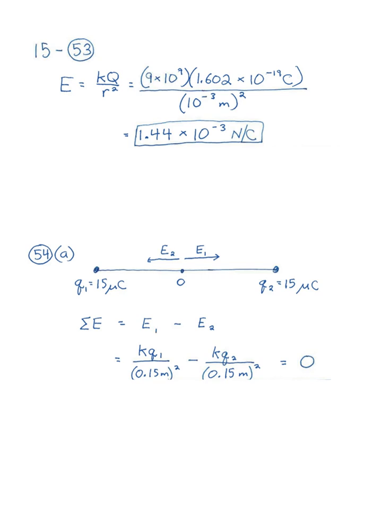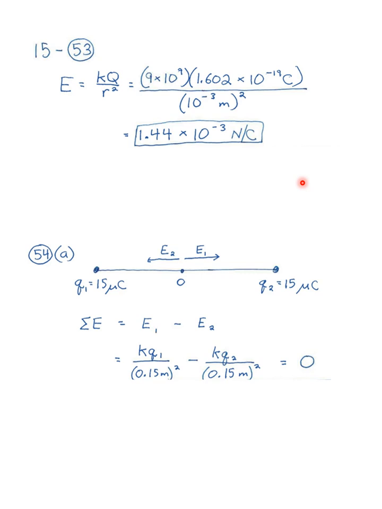Number 53, what is the electric field a distance 1 millimeters from an electron? So you need to be able to distinguish when it's asking about a force or if it's asking about a field. Now it's asking about the field. So the electric field, we use the capital letter E from a point charge. You should know this formula is kQ over r squared. And so we're going to fill in the values, and you should get 1.44 times 10 to the negative 3 newtons per coulomb.